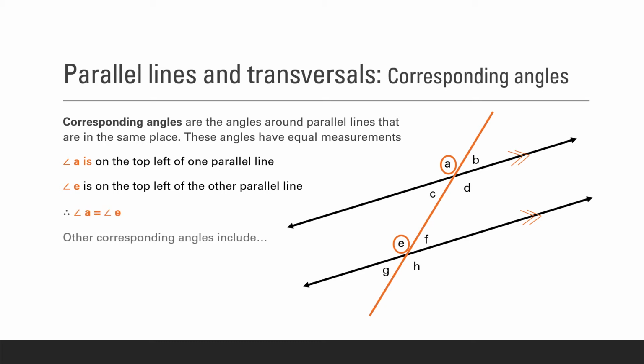They are corresponding angles. The other corresponding angles in this situation would be angle C, which corresponds to angle G, angle B, which corresponds to angle F, and angle D, which corresponds to angle H. Those four sets of angles are equal to each other because they're in the same position, which we call corresponding.